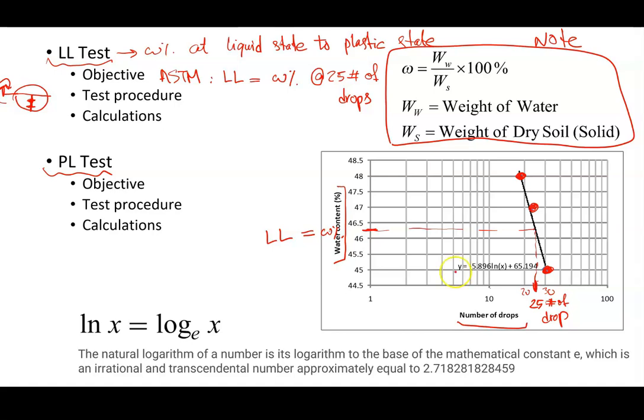But in order to be more accurate, we find the formula for the line that we fit to our data points. And then in this formula, you replace x with 25 and your y is your liquid limit.